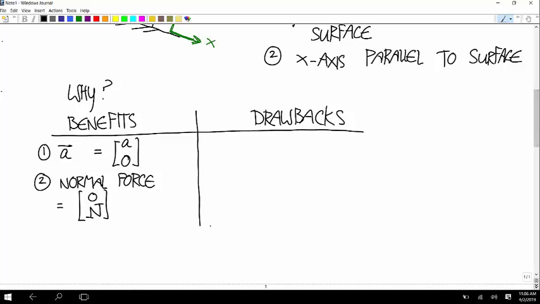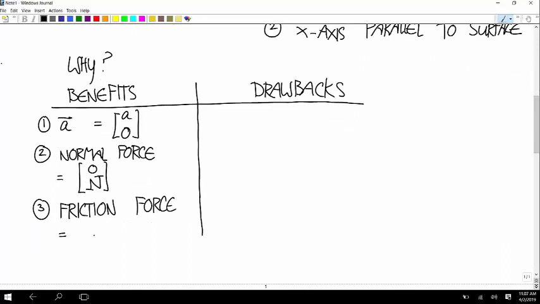The third benefit is the friction force, and that's the next thing we're going to talk about. We're going to use this coordinate system even in problems with no friction, but one of the benefits is when there is friction, it's always an x component only. It could be positive or negative, but it's never going to have a y component.